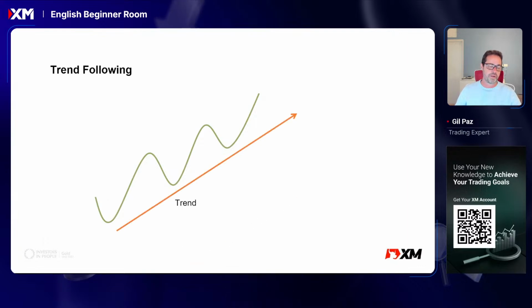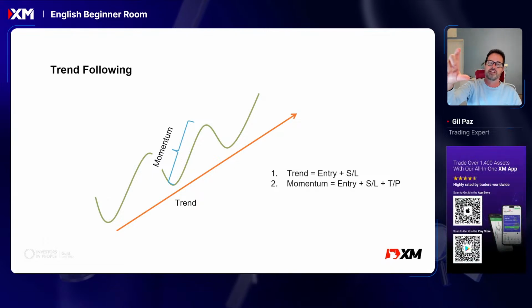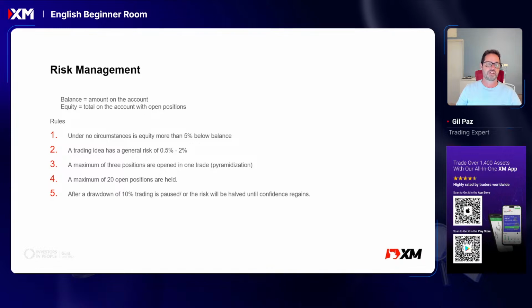When I open a trend trade, I will have an entry and a stop loss. When I open a momentum trade, I will have an entry, a stop loss, and a take profit. So with a trend trade, I try to run a trend as long as possible. With a momentum trade, I will just take a small piece out of the trend, and that's it. Again, as I said, I will risk between 0.5 and 2%.